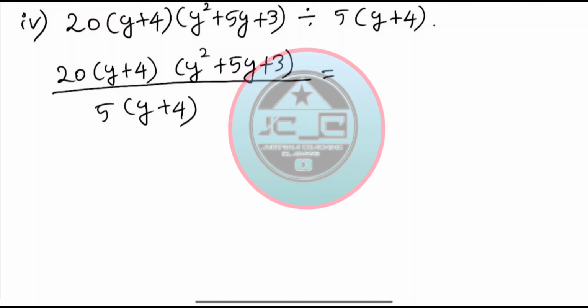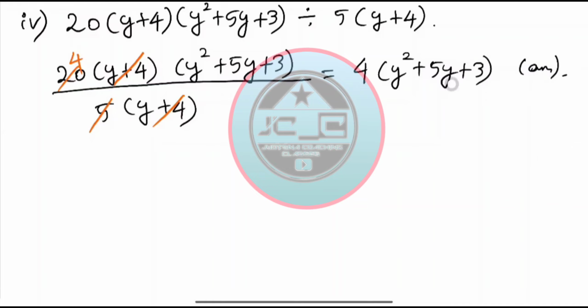Now as you can see, it can get cancelled. y plus 4, 5 fours are 20. And one more thing, the most important thing here is that with the mid-term splitting factorization method it cannot be factorized, because the middle term 5y would have to be split such that the product is 6 times y square, which is 9, so it will not be factorized, and the answer will remain the same, as 4 into (y square plus 5y plus 3). This will be the final answer. Now let's move to the fifth one.